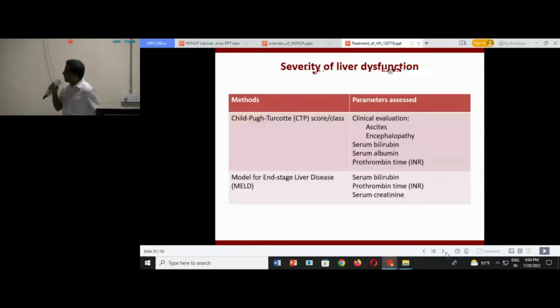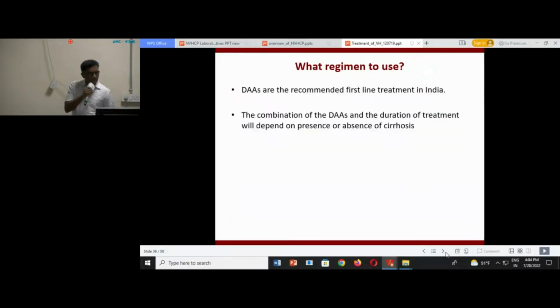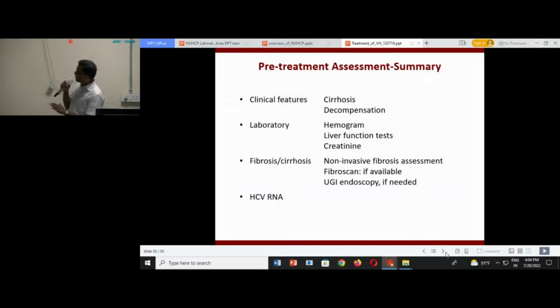So these are age-old classifications for cirrhosis, in which stage it is, that is CTP, and there is a model for end-stage liver disease, which has bilirubin, prothrombin time and serum creatinine, okay? And I think before we summarize, these are the things which we want to know before we start. Whether there is cirrhosis, whether there is decompensation, and then regarding the lab, hemogram, LFT, creatinine, and the non-invasive fibrosis assessment. If available, FibroScan or sometimes endoscopy and HCV-RNA.